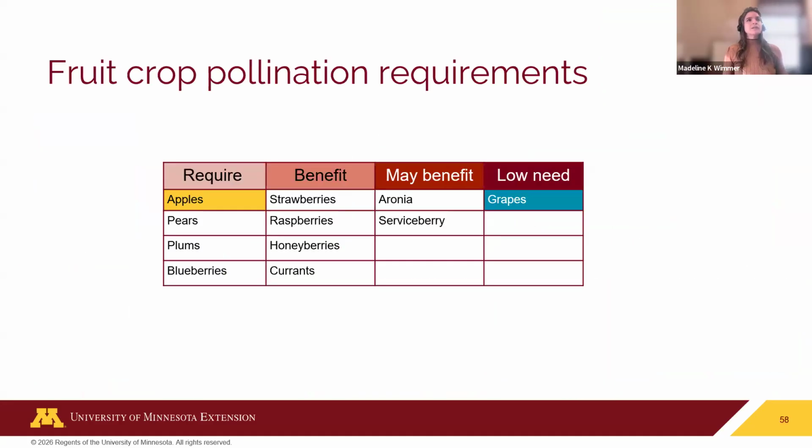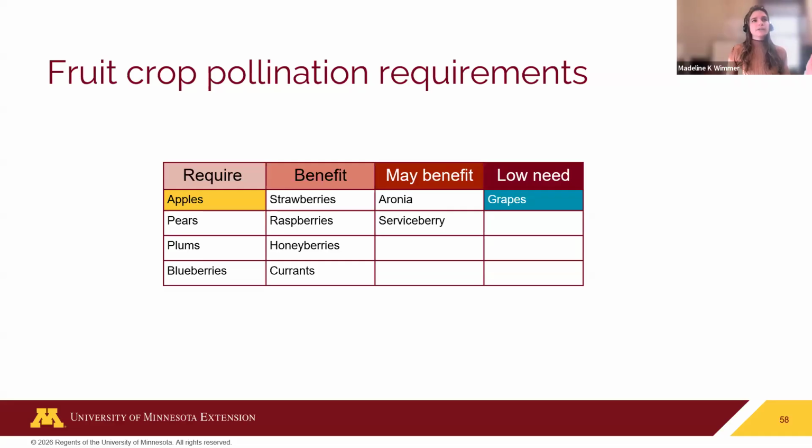But in general, what does it mean to have a pollination requirement? Well, not all fruit crops are self-fertile, which means that they don't all like their own pollen. Again, the whole goal for making fruit is to make seeds. Plants want their seeds to have diverse genetics, so it makes sense that a lot of fruit crops would not necessarily like their own pollen because they want that diversity in their genetics. Apples and pears, plums, and blueberries do require pollination based on insect pollinators.